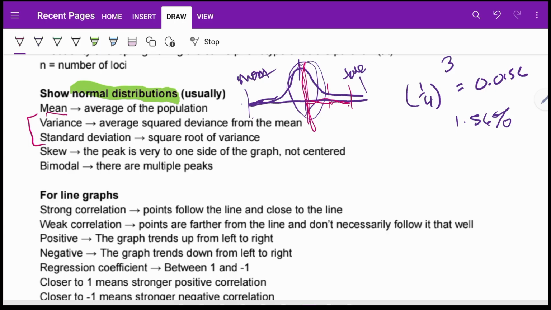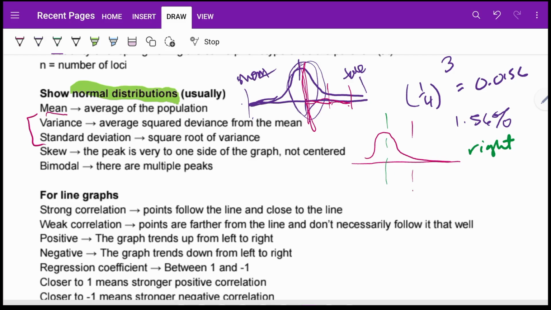If a peak is skewed, that means the peak is not centered on the center. If the center was here, but the peak is here, that would mean it's skewed to the right. It's a little weird, but you could think of wherever the tail is, that's where it's skewed towards. It's not skewed towards the left, it's skewed to the right, and vice versa.